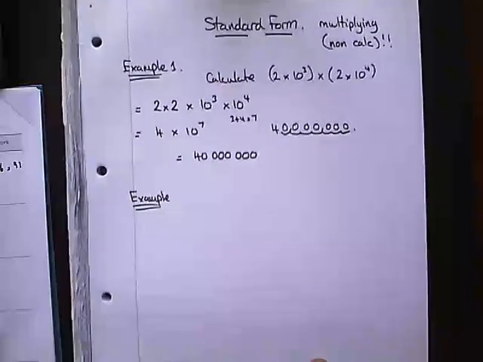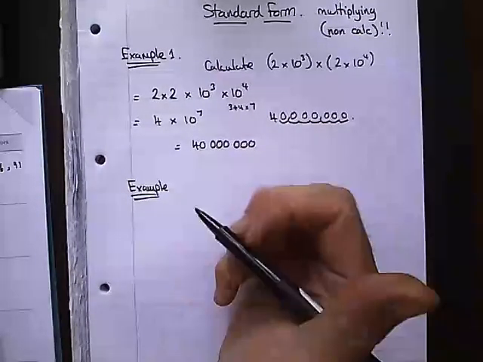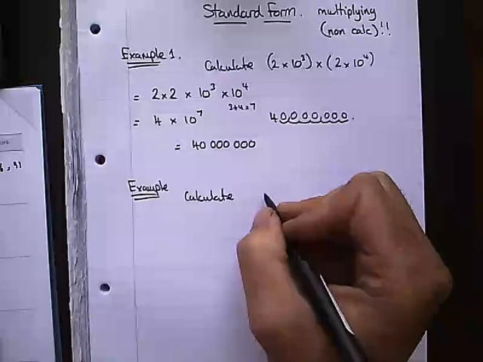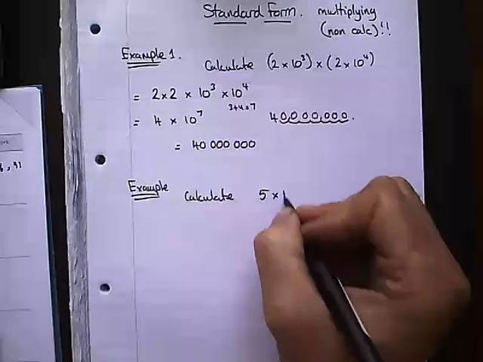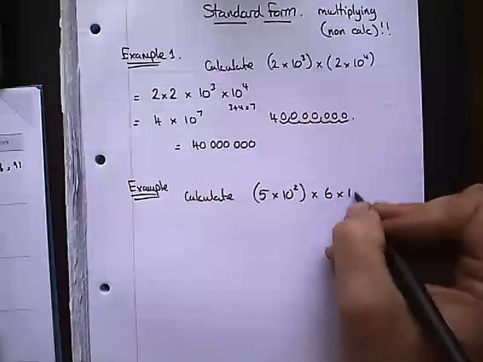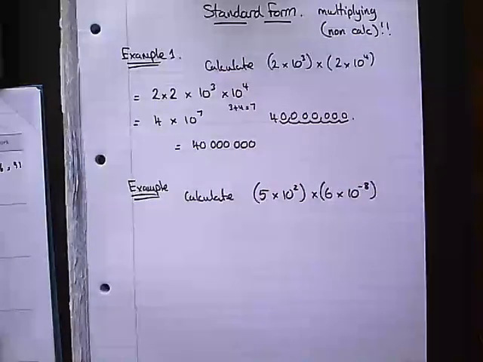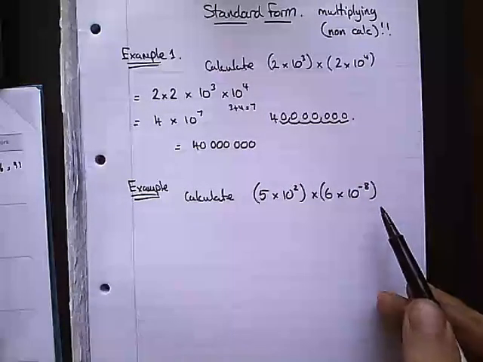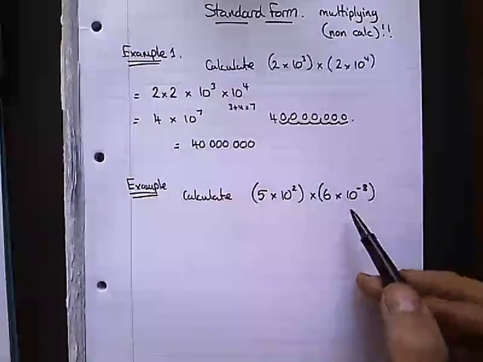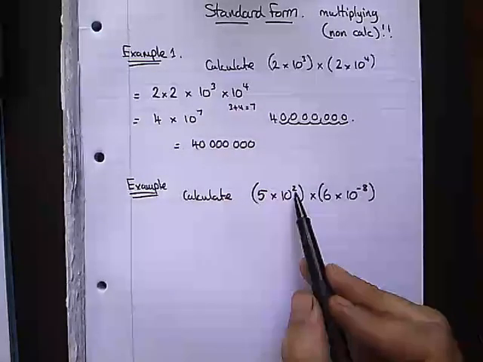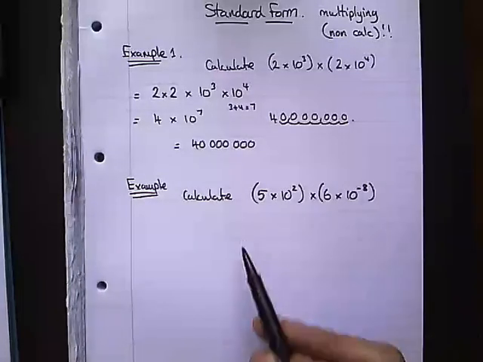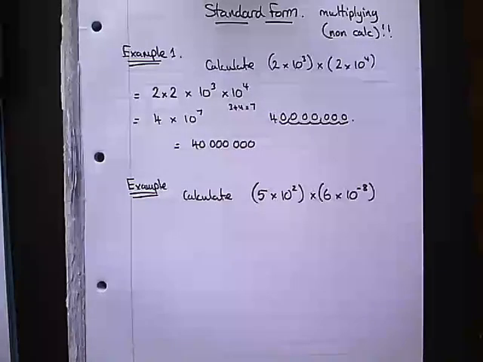Because not always the questions are the same. So what we've got here is calculate 5 times 10 to the 2 times 6 times 10 to the minus 8. So this time I've got a minus power. Okay, let's just shift this a bit. I've got a minus power. So we do everything the same, except this time when I add 2 and minus 8, I'm going to get minus 6. So my new power for my 10 is going to be minus 6.